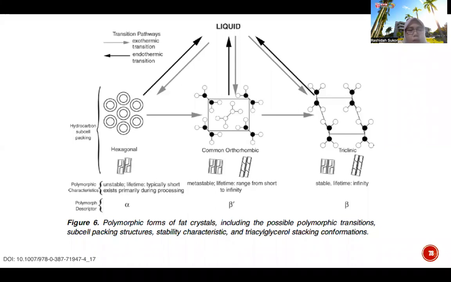Okay, but for this one, you can see the difference between this black and this gray arrow. The black arrow is the endothermic transition, and the gray arrow is the exothermic. Exothermic means releasing heat. So from the alpha to beta prime and beta, it is exothermic. Wait, what happened like this.